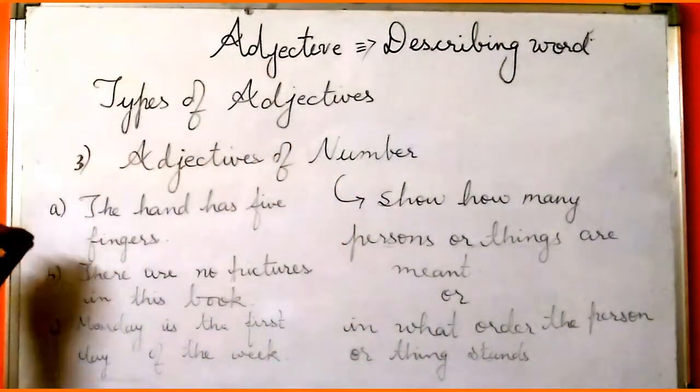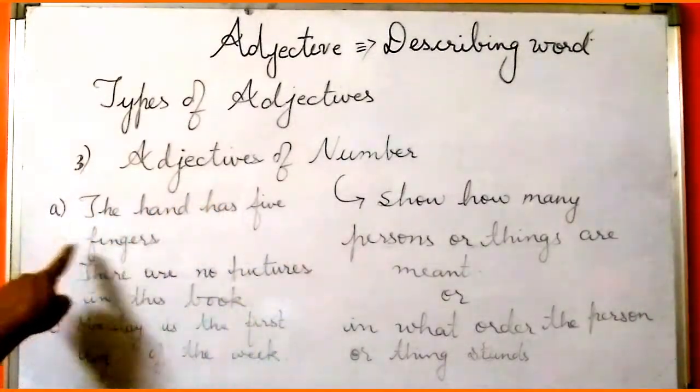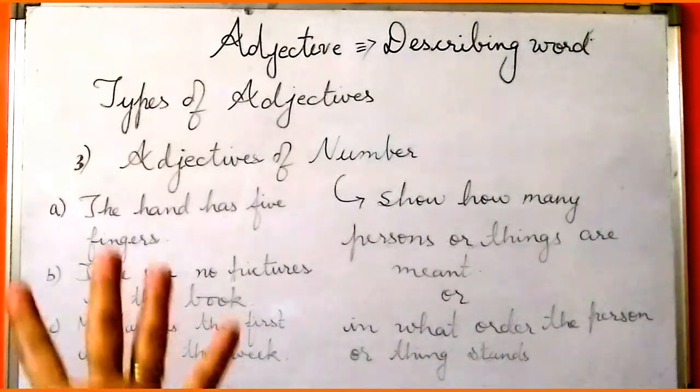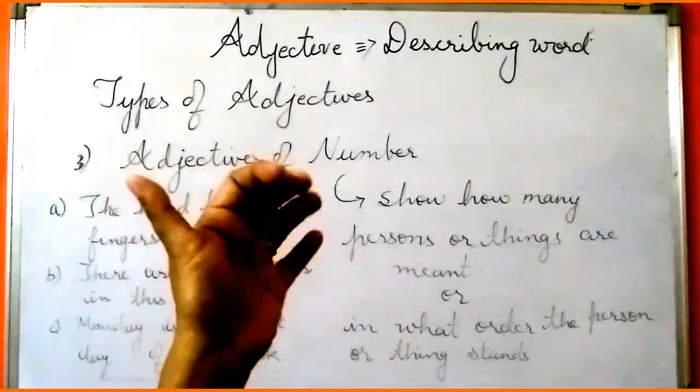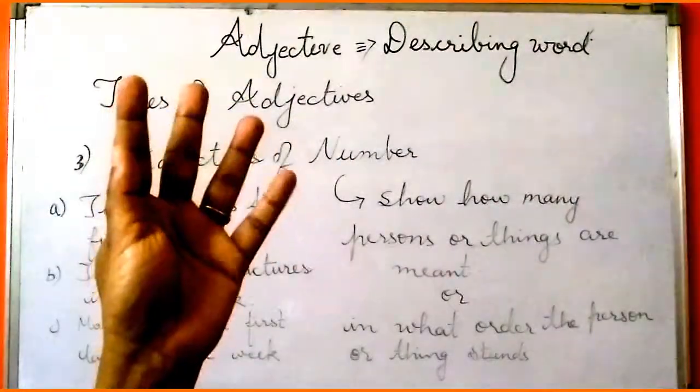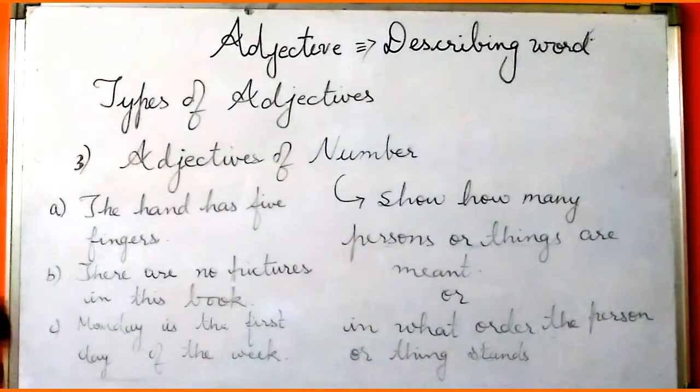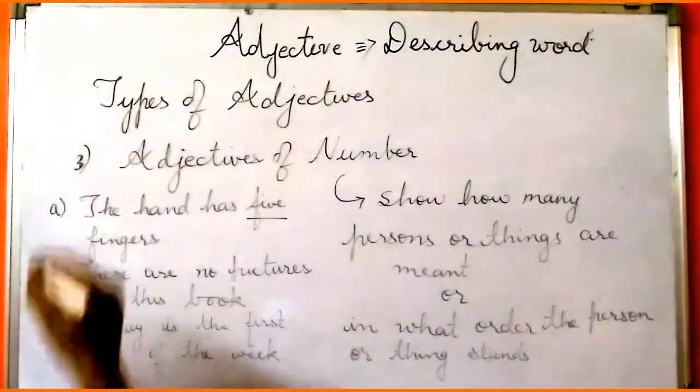Let us look at the first one. The hand has 5 fingers. How many fingers does it have? 5 fingers, right? So you can count them. 1, 2, 3, 4, 5. And therefore this 5 is an adjective of number. Let's underline this.